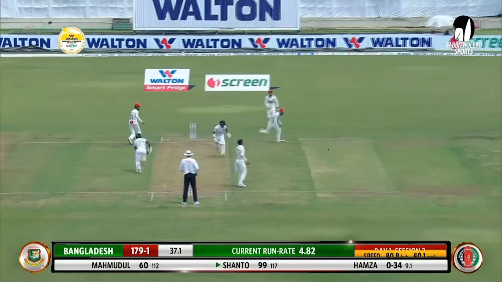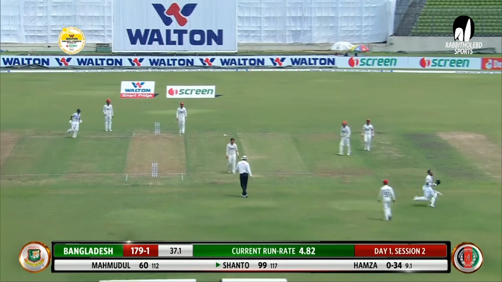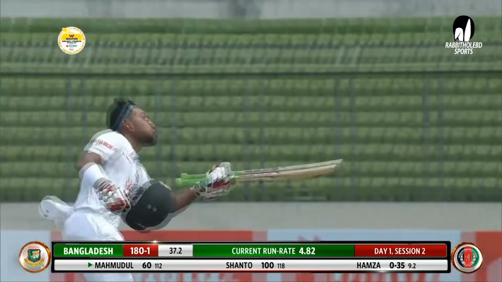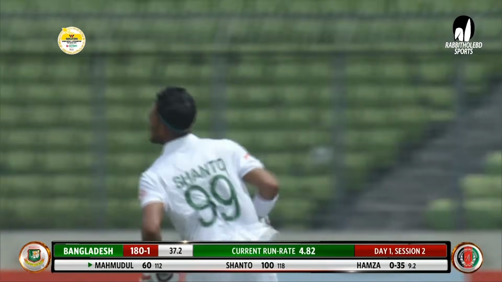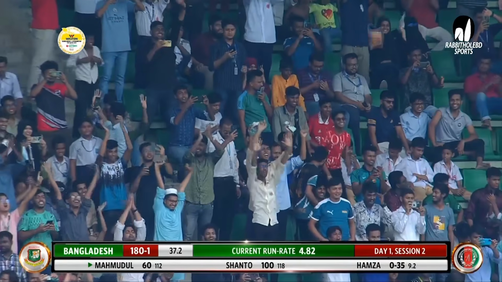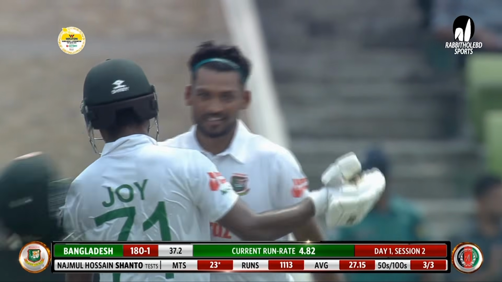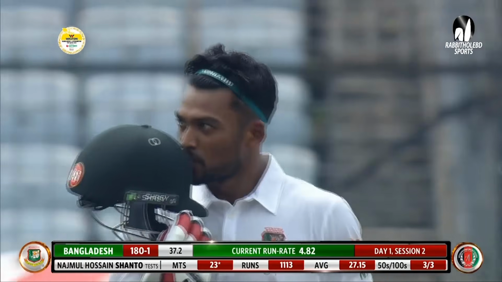Nicely played, and a single taken, and he comes back and brings up his third century in Test cricket. Nazmul Hossain Shanto, take a bow, young man. You've been brilliant. Playing the ball on its merit, survived the new ball. Whenever the ball has been in his areas, he has been quiet, strenuous, and on this occasion, a century, deservingly.